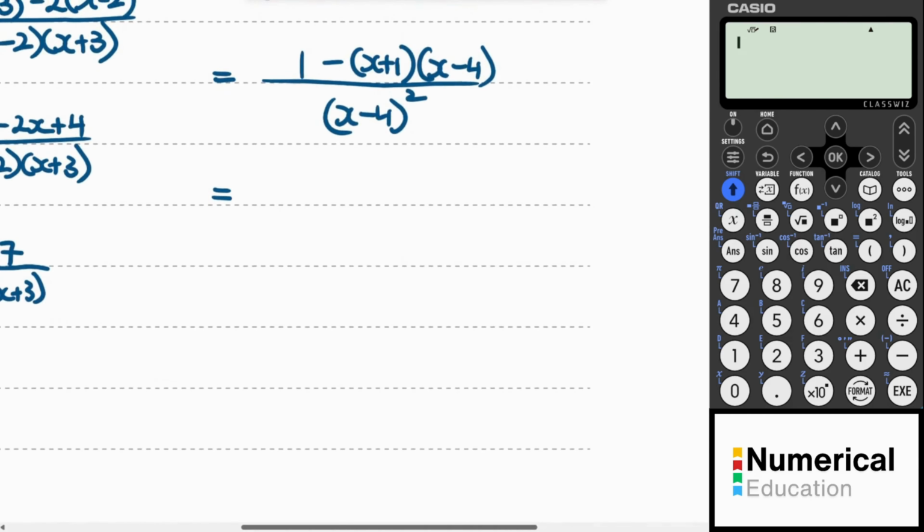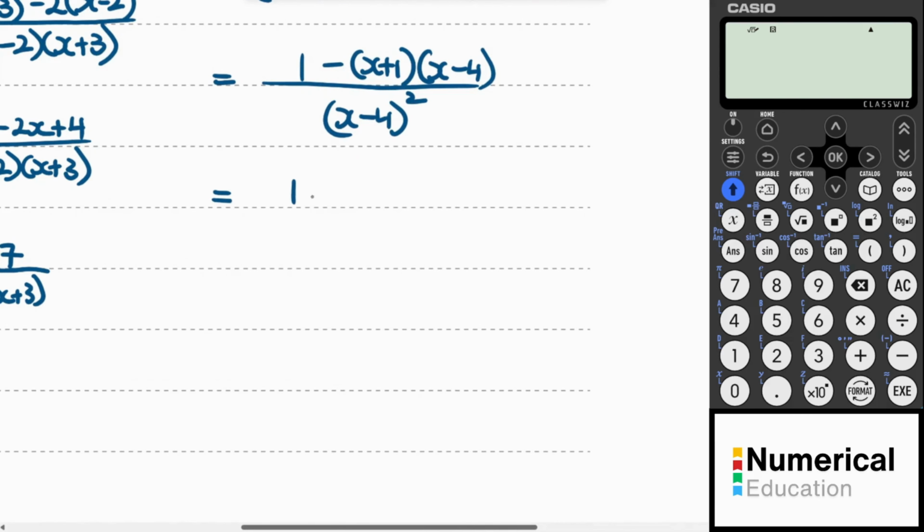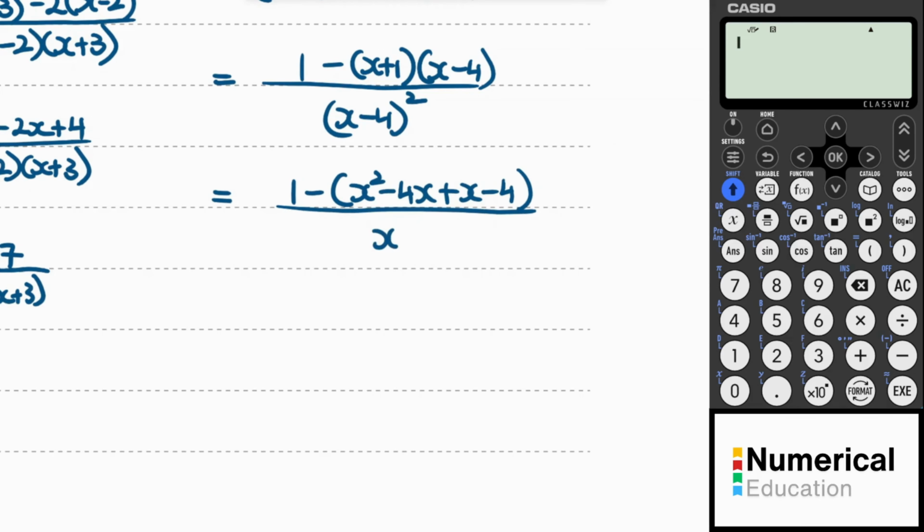Okay, so let's move on to the next line of working out, which is just all about expanding and simplifying, collecting your like terms. So you can see we're not going to do much to the 1, but we are going to go ahead and expand that second half there. So when we expand that using our normal distributive laws, it will be x squared minus 4x plus an x minus a 4 all over x minus 4 all squared.